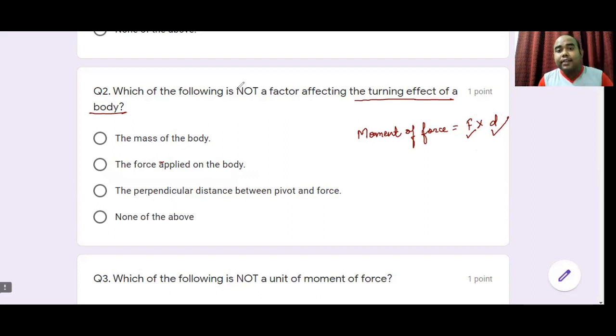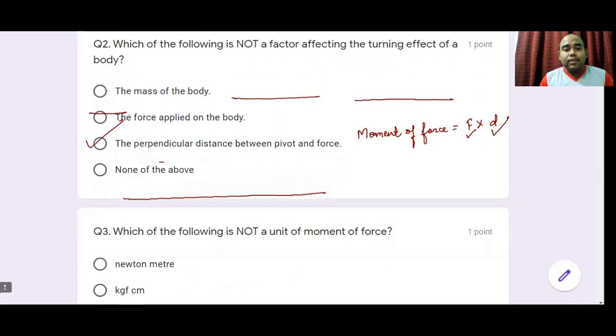हमें उसको select करना है which is not a factor. और ये perpendicular distance between pivot and force भी factor है. So this cannot be the answer. So mass of the body is not a factor. Hence this is the answer. Option A, I mean the first option, is the answer to this question. Okay, moving to the next question.